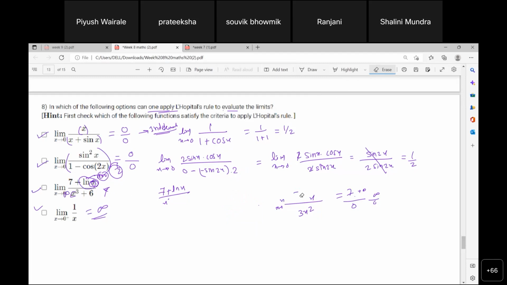Instead of 0, if it's infinity, then you can apply L'Hospital's rule. If I get infinity by infinity, then what will the answer be? The 7 will not be there now, because the differentiation of 7 will be 0 only. So 1 by x, 3x plus square. Here I will get 3x to the power, that will be 0 only, if I take limit x tends to infinity.